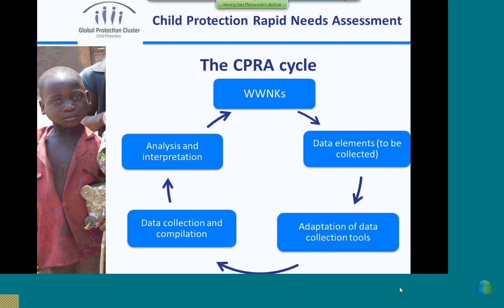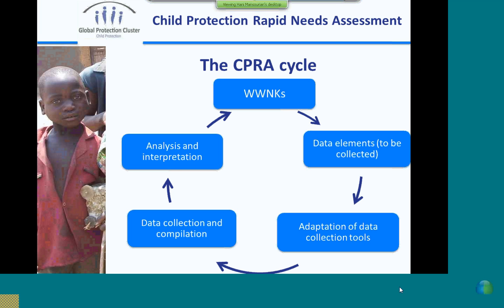So the first step in every move that we do in a CPRA process is to sit together with the child protection working group members or the sub-cluster members and the government. Hopefully the government is already a member, and come up with a list of what we need to know. There is a suggested list within the CPRA guide, which is provided to you within the Community of Practice and on the Child Protection Working Group website, which is cpwg.net. So you can see that there are 22 issues in certain areas that we have identified as what we need to know. But they always need to be adapted to the context.